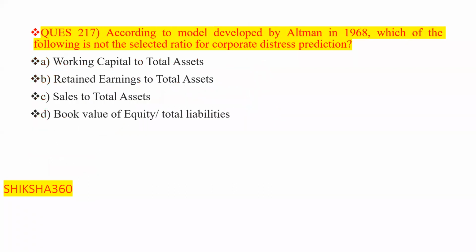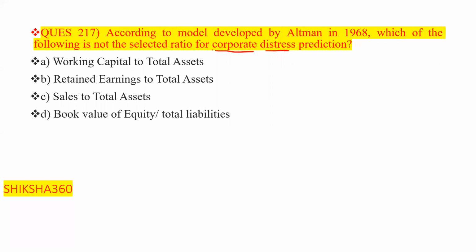Now move to the next question, question number 217. According to the model developed by Altman in 1968, which of the following is not the selected ratio for corporate distress prediction? Which one is not a ratio? So let's discuss each point one by one.